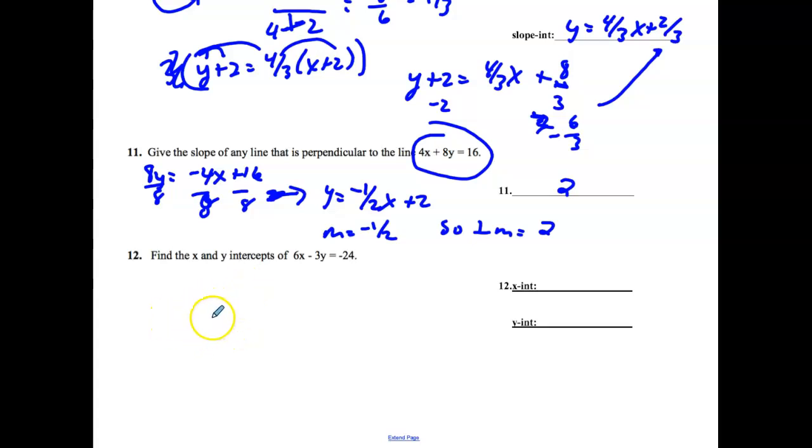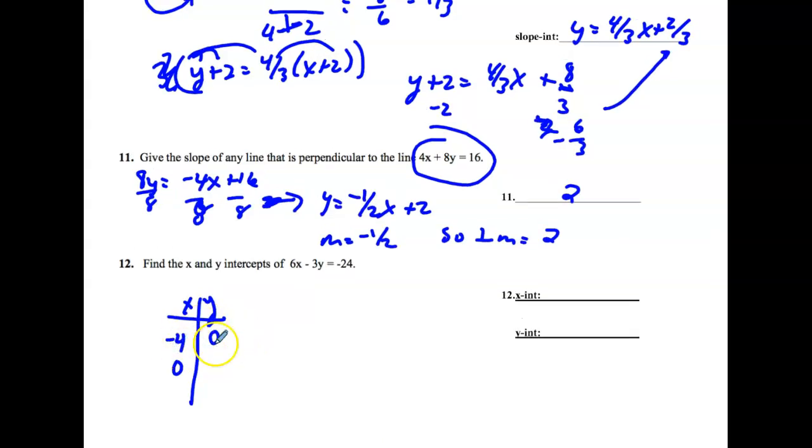All right, so 12, find the x and y intercepts. You can find x and y intercepts by just plugging in 0. So when y is 0, you found an x-intercept, and when x is 0, you found a y-intercept. So if you plug in y is 0, this is what you're left with right here. 6x equals -24. You just divide by 6, and you get -4, right? -24 divided by 6 is -4. Okay, well that is the x-intercept, right? So if I told you to graph -4, 0, it'd be on the x-axis. So that's an x-intercept. Make sure you put it in the right spot over here. It's not a y-intercept, it's an x-intercept.